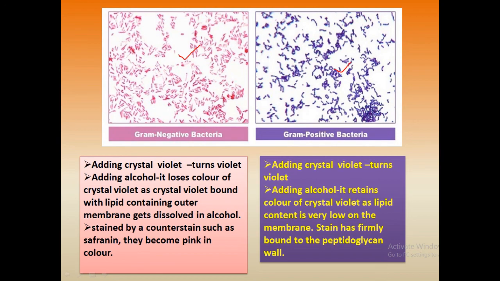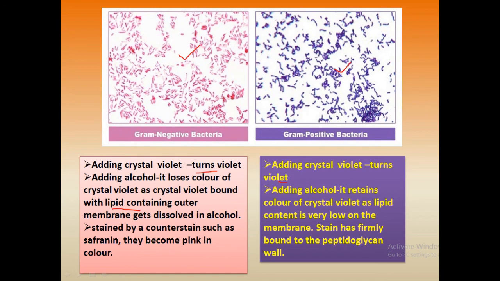Let's summarize the procedure again. The addition of crystal violet turns both the cells violet, in case of gram negative also, in case of gram positive also. Now, in case of gram negative, on the addition of alcohol, it loses the color of crystal violet, as crystal violet is bound with the lipid containing outer membrane. So, crystal violet binds here with the lipid containing outer membrane, and the lipid gets dissolved in alcohol. So, there is no color.